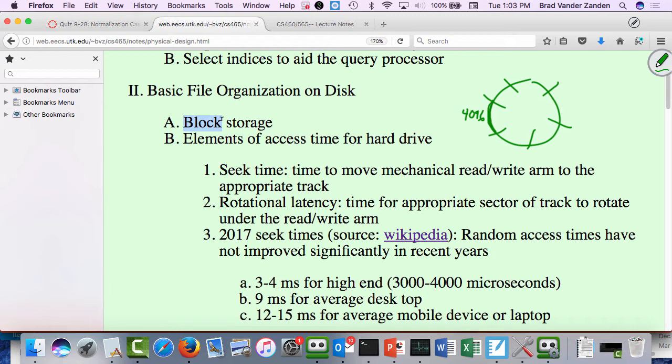Okay? But the key is if you're searching different parts of your database, so you're moving the read-write arms, you're only getting at most 200 reads per second. That's pretty slow because today's computers are typically capable of executing on the order of hundreds of millions of instructions per second, and yet you only get 200 reads. So you might only get 200 records or 200 rows per second. So the CPU is going to be really bogged down.